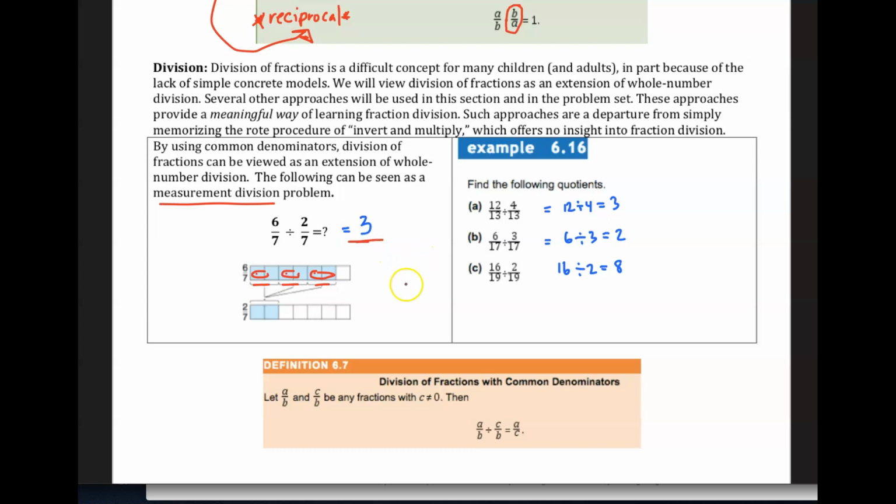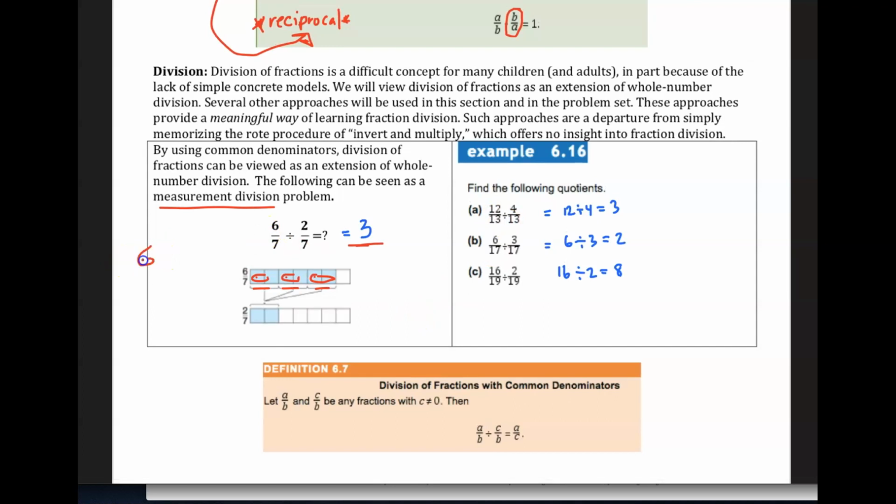Where that leads us, when we think about this approach with a common denominator, is that we just divide the numerators. So you can just go 12 divided by 4, 6 divided by 3, 16 divided by 2. But the key is to understand we're talking about the same relative pieces, the same 13ths, 17ths. And it goes back to understanding that 6/7 is 6 groups of 1/7.